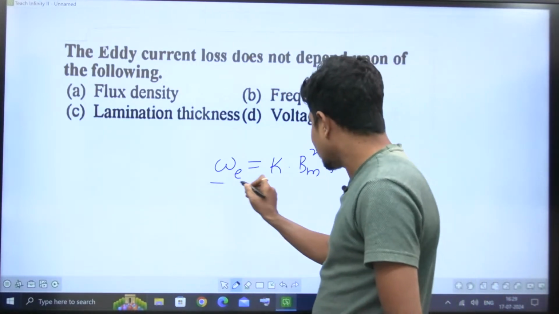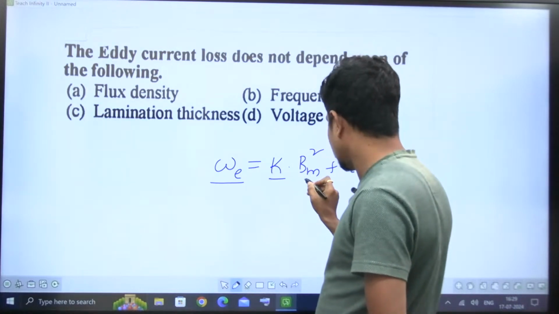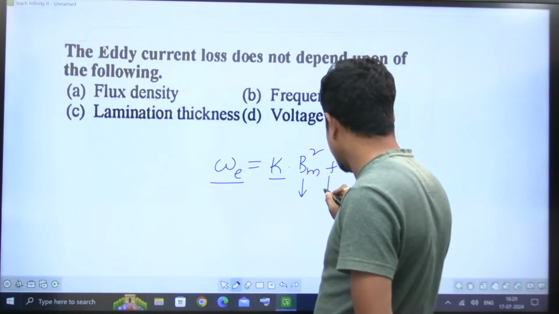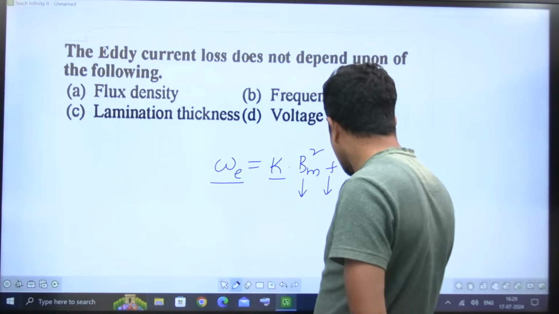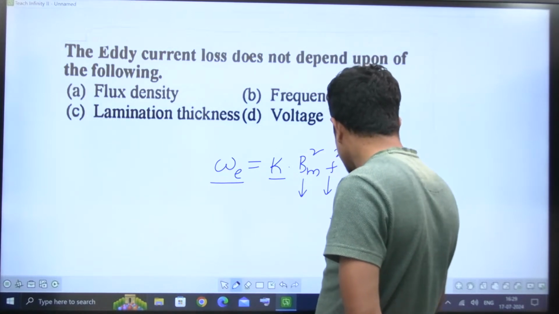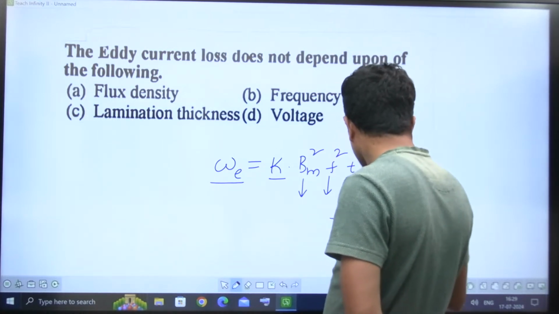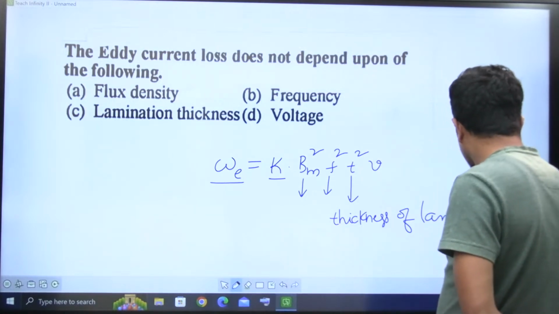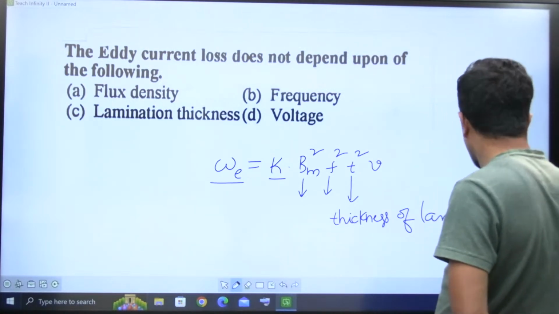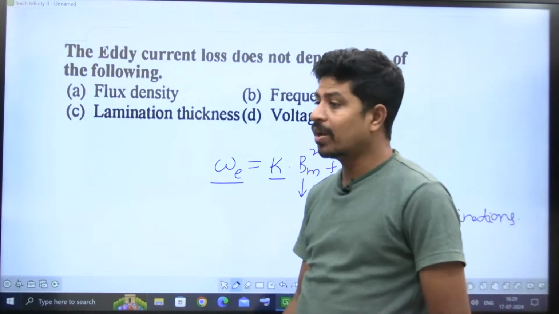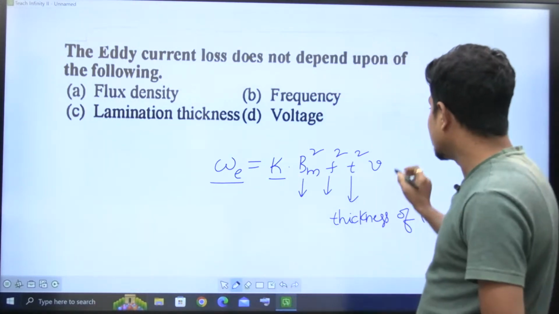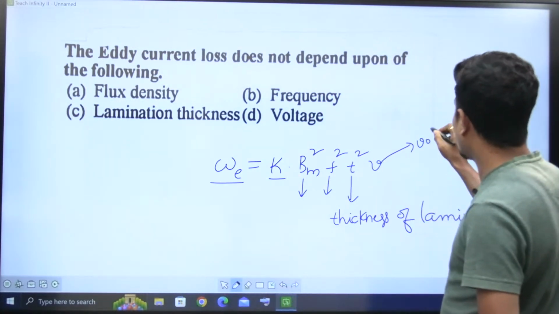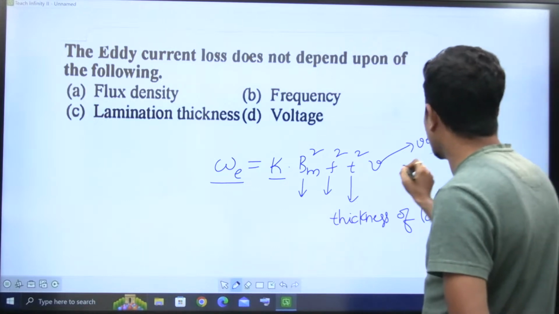So eddy current loss is going to depend upon K, a constant; this is flux density; this is frequency; T is the thickness of laminations. The smaller the thickness of the lamination, the less eddy current loss is going to happen. What is V, sir? V is not the voltage, it is the volume.